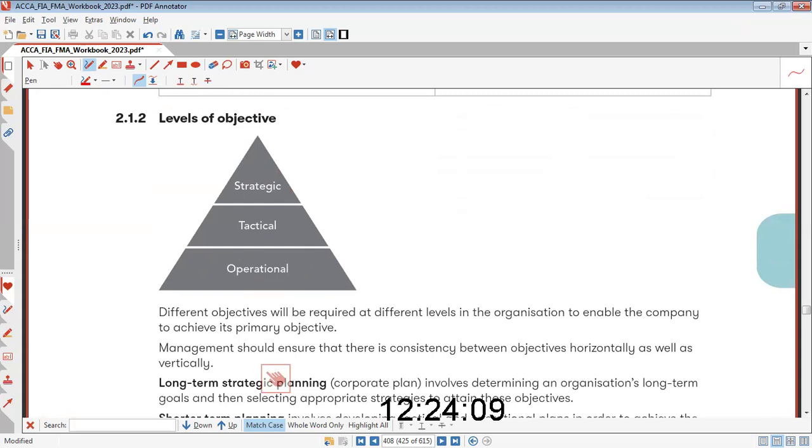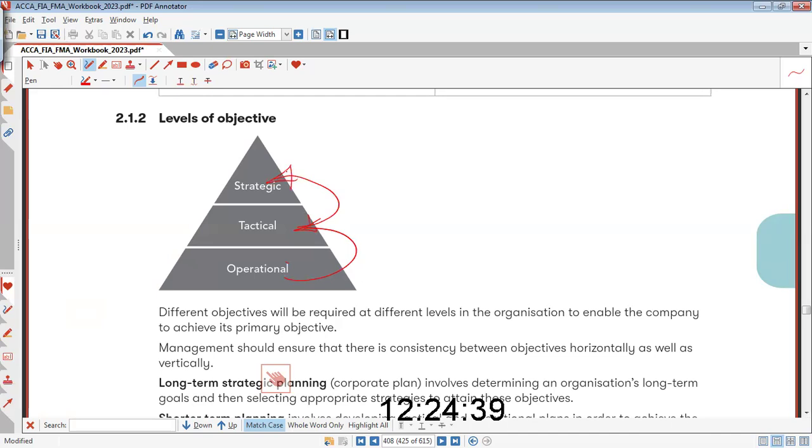Strategic is long-term planning. Tactical normally is annual planning, breaking down the long-term plan into annual achievable plans. Operational is daily, day-to-day plans or activities, which are intended to achieve the annual target. So these ones are intended to achieve annual targets, and these ones are intended to achieve the long-term targets.